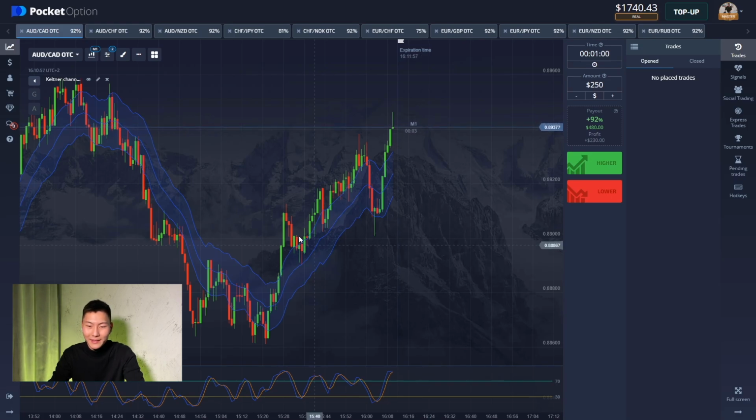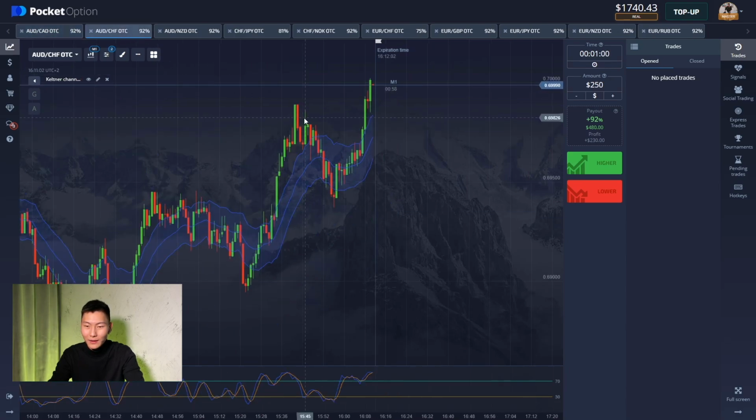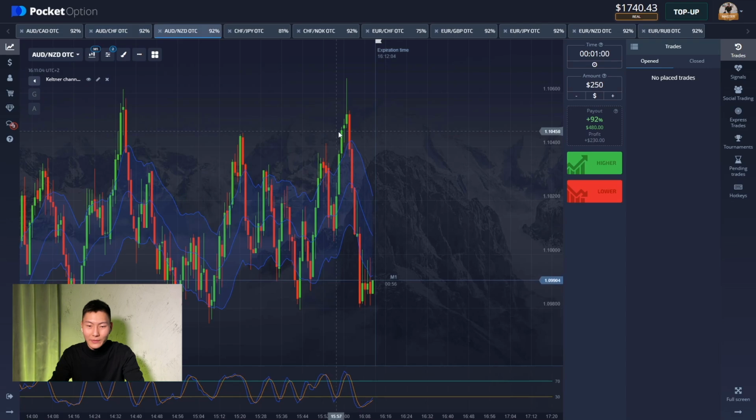Let's get started. We have to find the currency pairs. Let's do this. In order to find the best trade entry, let's analyze the market a little bit.